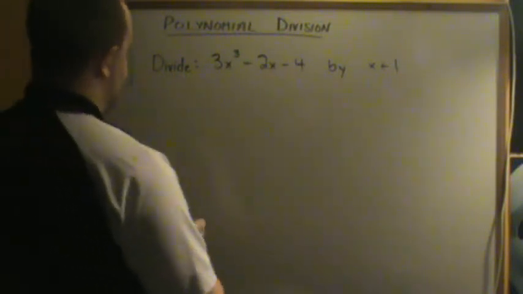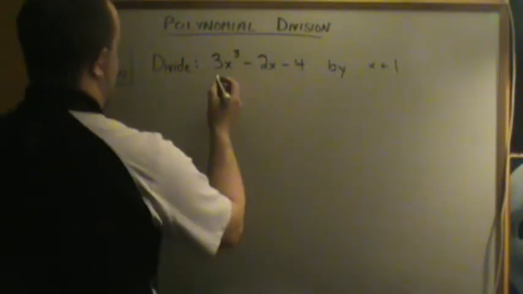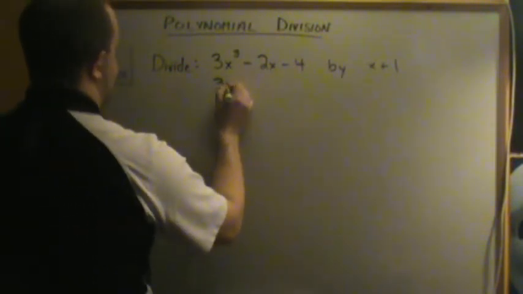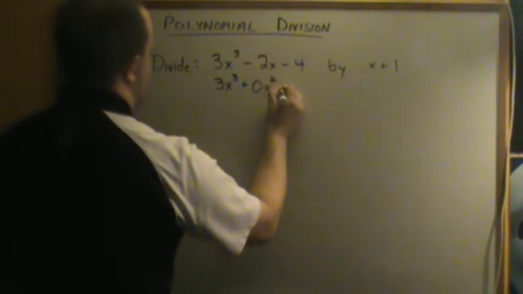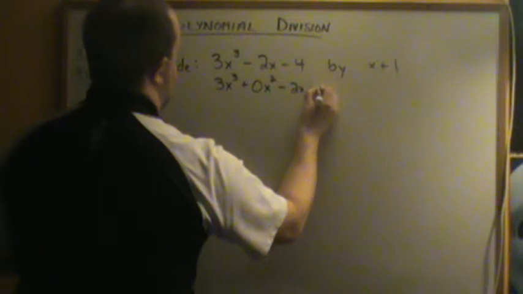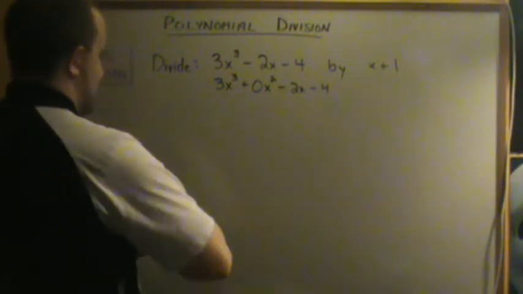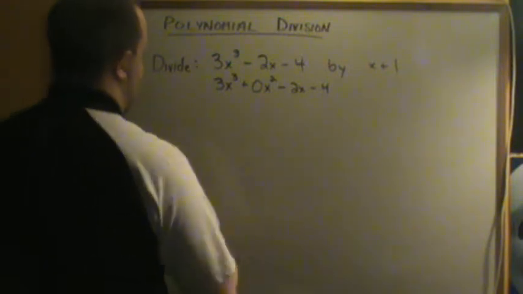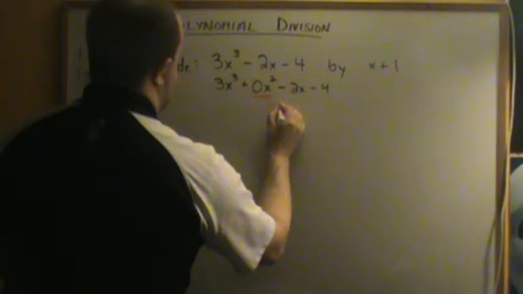So what we're going to have to do is rewrite this as 3x cubed plus 0x squared minus 2x minus 4. Alright, we need this 0x squared to act as a placeholder.